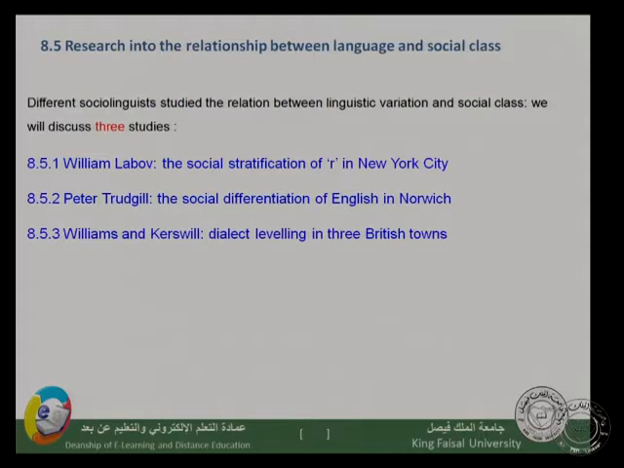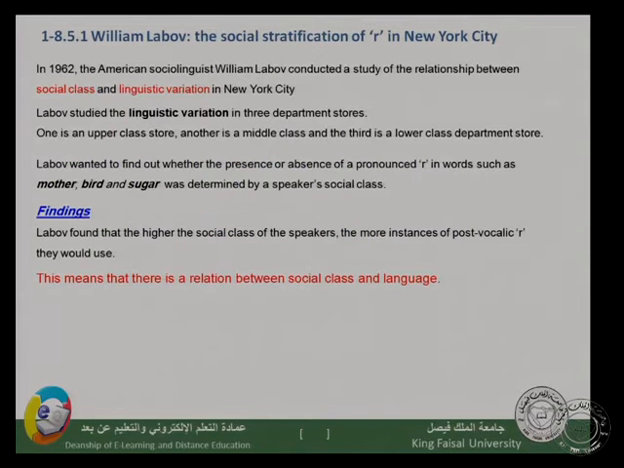Research into the relationship between language and social class. As we said, we have some experiments by Labov, Trudgill and Kerswill, who have done research on the relationship between language and social class. We are going to consider their experiments briefly. For example, William Labov studied the social stratification of the R sound in New York City. This American social linguist conducted a study of the relationship between social class and linguistic variation in New York City.